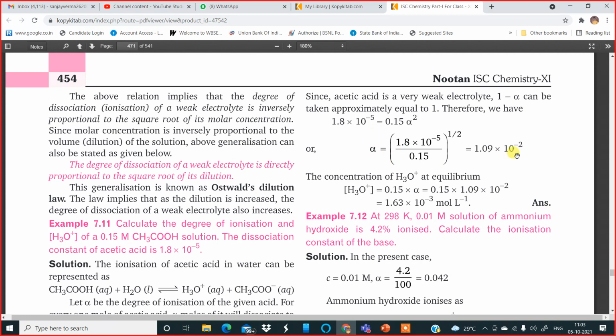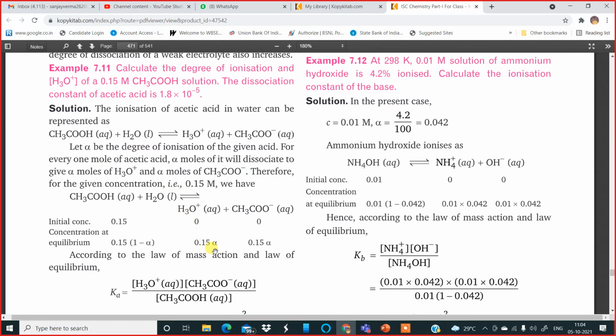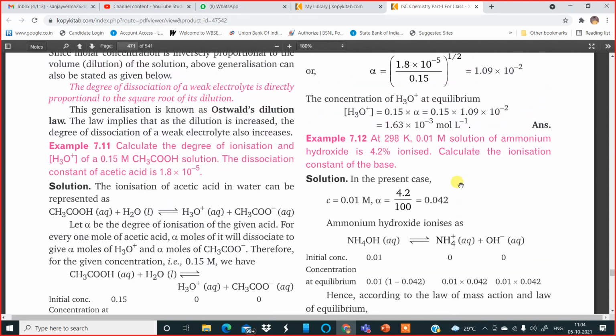After that, putting this value of alpha in the equation, the concentration of hydronium ions can be obtained. It is obtained by multiplying 0.15 into alpha, because the concentration of hydronium ion is 0.15 alpha. So put the values and you get the answer: 1.63 × 10^-3 moles per liter. So this example I have explained to you. In a similar way, I request you all to go through all the examples, like example 7.12. I'll read the question only. Please go through the working on your own.